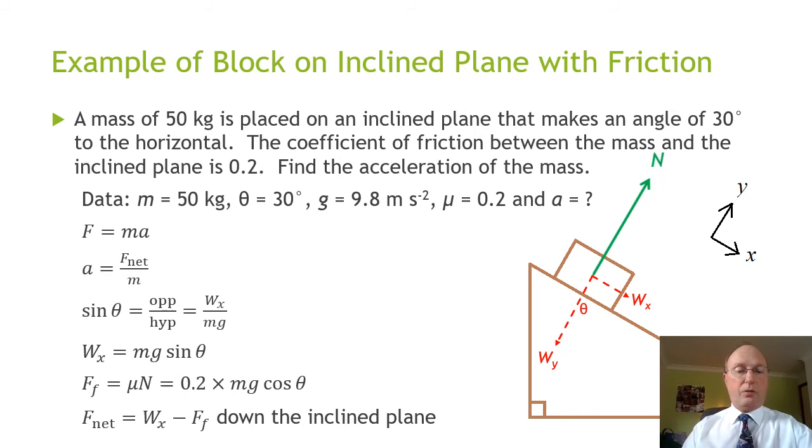So the two forces in the y direction cancel each other out, and we are left with Ff, the friction force, and Wx. If the friction force is greater than Wx, then the object will not move and just stay there. But if Wx is greater than the friction force, then the object will accelerate down the inclined plane. The net force is simply Wx minus Ff.